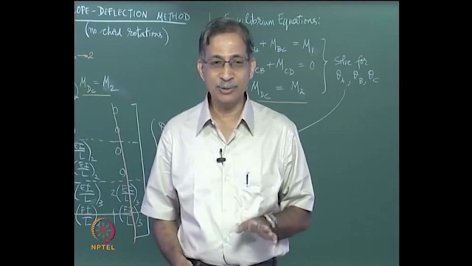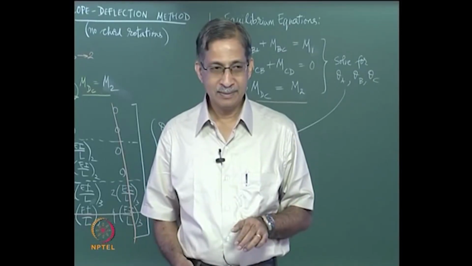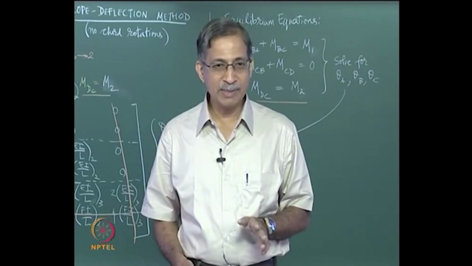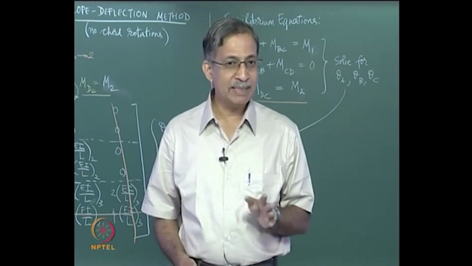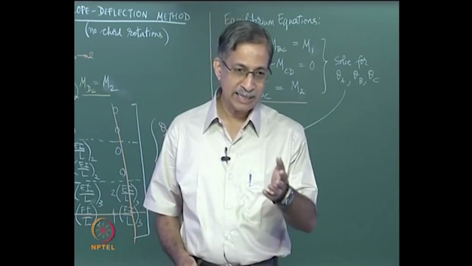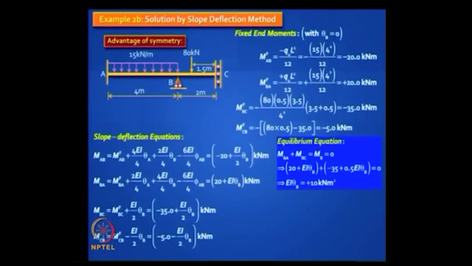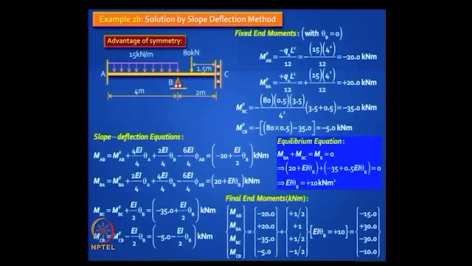Once you have written this, what should you do? What's your next step? Equilibrium. What's the equilibrium equation? At B, MBA plus MBC equals 0. So pull out the second equation and third equation and add it up to 0. You can solve for EI theta B straight away. And after you found this, what will you do? Put that value back into those equations and get the answer. Right? Easy. So you have a choice, and I leave it to you.